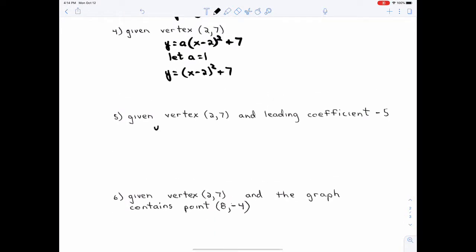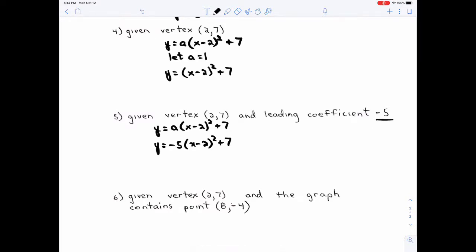All right, let's take a look at this one. So again, we have y equals a, just like every problem. We have the vertex, so it's x minus 2 quantity squared plus 7. Now, I can't pick the leading coefficient because I've said the leading coefficient is -5. So we have -5 times x minus 2 quantity squared plus 7. And you can just leave it like that because that's vertex form.